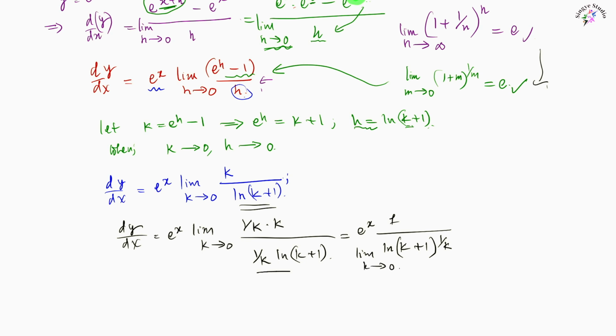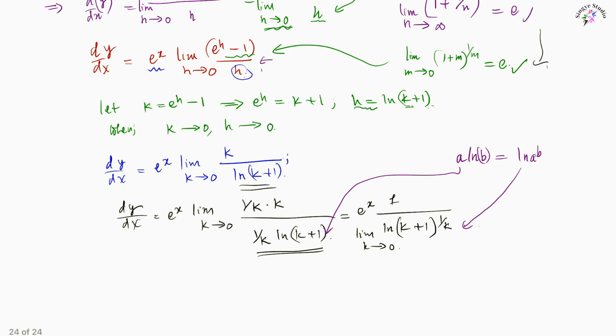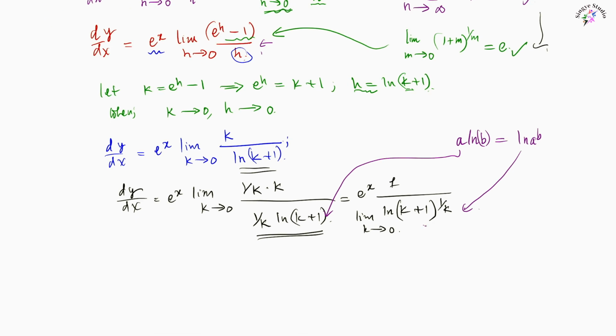Why is that? See here, it is in logarithmic form, and we already know that if we have a times ln b like this, then we can write it in this form, ln b raised to a. So here this is this form and I have written it in this form. Now from this, since the limit on k applies only to the expression inside, we can shift this limit inside. So by doing this, we can reduce this expression exactly to this form right here. Therefore we can reduce this limit to e.